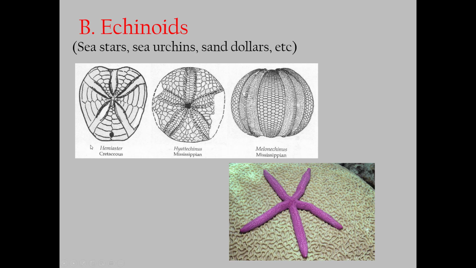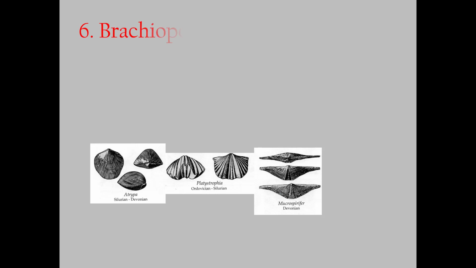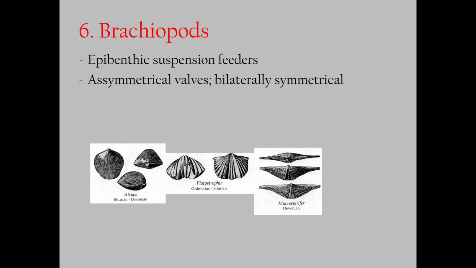Sand dollars also are echinoids. So again, you see that 5-point symmetry, which is fun. Brachiopods are also really common in Paleozoic rocks, although brachiopods still exist today. Brachiopods are similarly epibenthic suspension feeders, and the way you identify a brachiopod is that, for the most part, if you were to cut them down the middle, they are symmetrical, and that means bilaterally symmetrical. But if you look at the size of them, each one of their shells is not the same size.